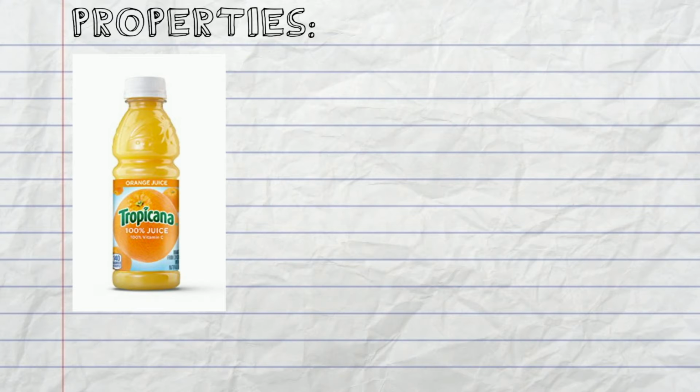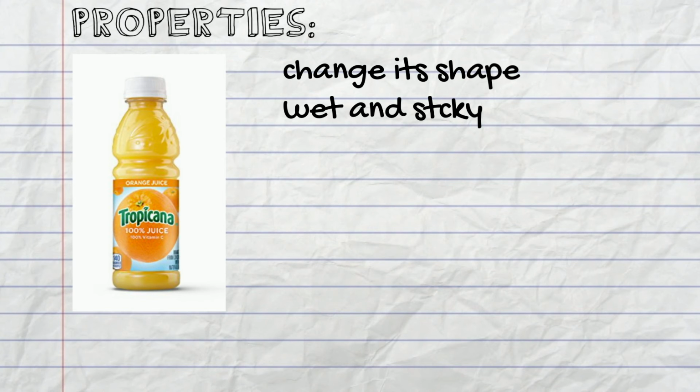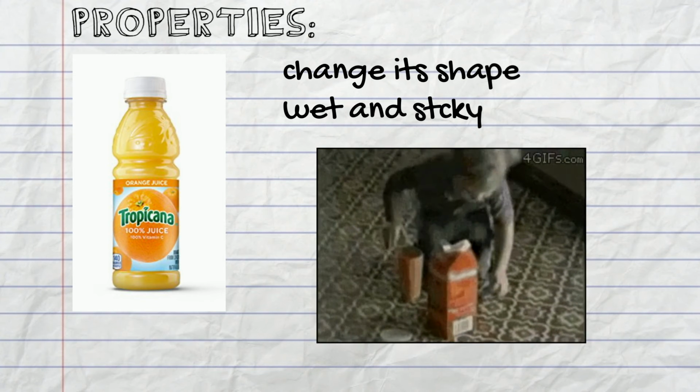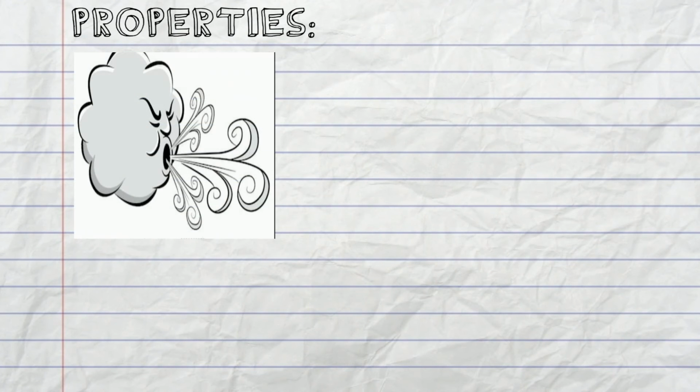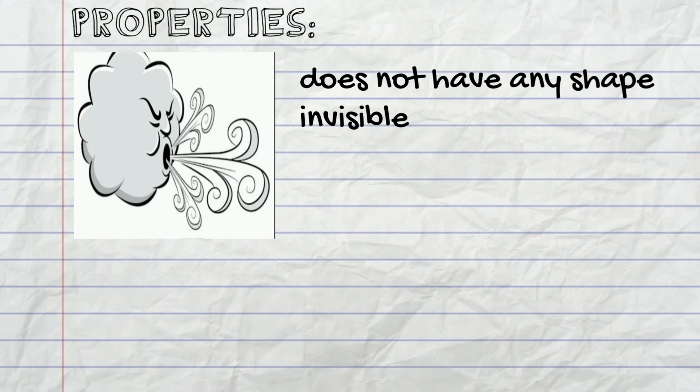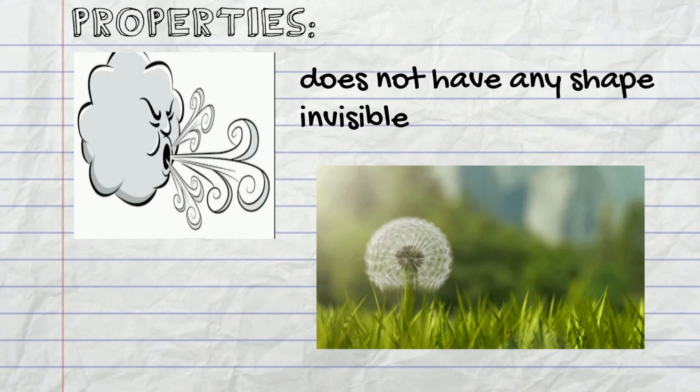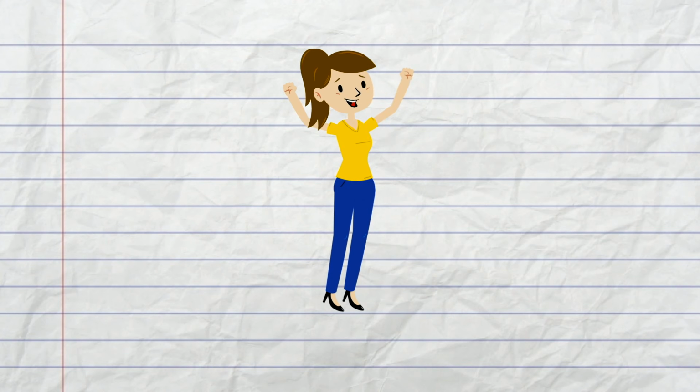The juice can change its shape. When you spill it, juice becomes flat on the table as opposed to looking like the container. It is also wet and gets sticky when you spill it all over your shirt. Ew. The wind also does not have any shape. You don't see rectangular winds, do you? It's invisible. Now what we did is we just described the properties of matter.